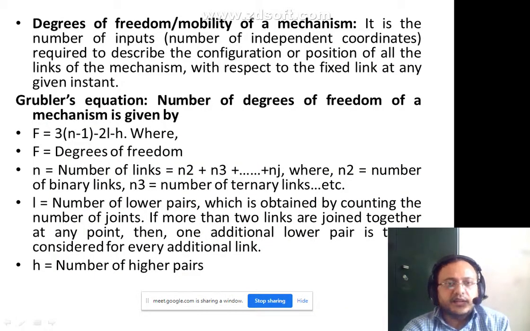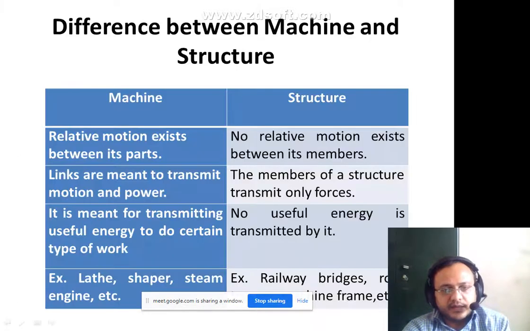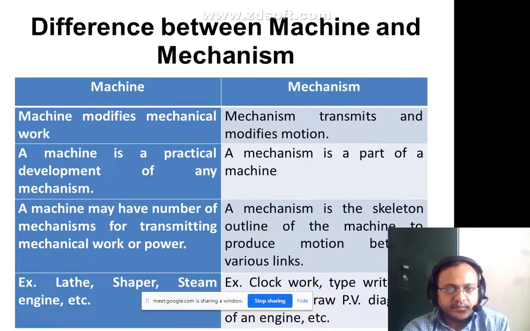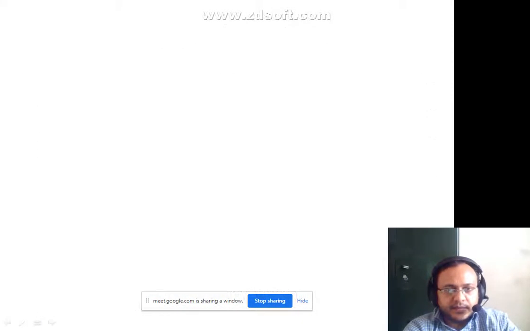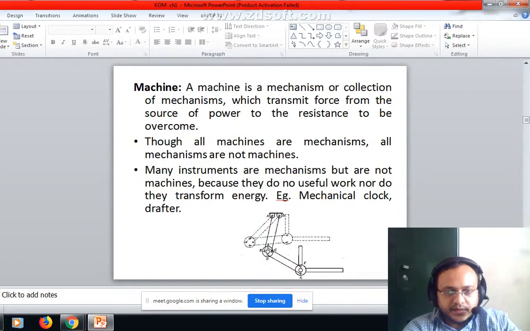Okay, so next, we'll not go beyond this. Degree of freedom we will do in the next class. So we'll just discuss the same thing about the mechanisms. I'll just stop presenting.